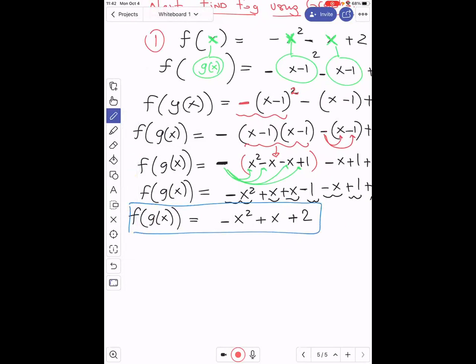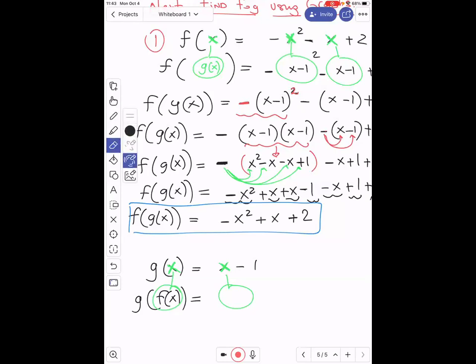Now g of f. Well, you can write down first g of x. So g of x, it's just x minus 1. Now g of f. So same thing, substitute this x with this f of x. So here's this x. So x is going to be now f. So f, that's minus x squared minus x plus 2, right? That's my f. And then there is this minus 1.